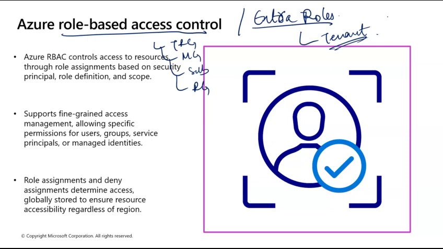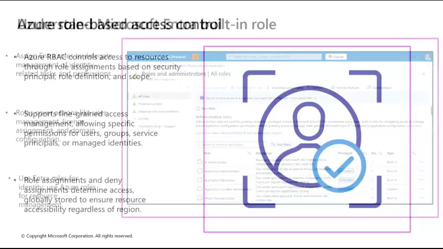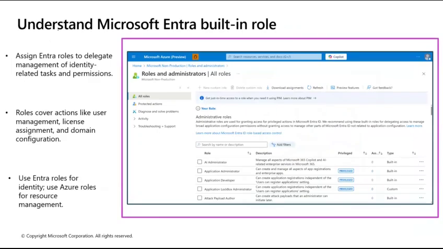Like inside a Contoso, whom do you want to make responsible for managing the users? Something like that. And that is why we call them Entra roles. Assign Entra roles to delegate management of identity related tasks and permissions. Roles cover actions like user management, license assignment, and domain configuration. Use Entra roles for identity, and Azure RBAC roles for resource management.